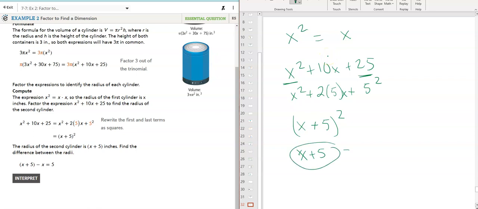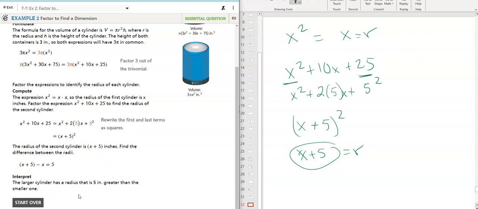So this is the radius of one of them. This is the radius of the other. The radius of the second cylinder, we're now going to subtract the 2 because the question is asking us to find the difference. And the difference is 5. So the larger cylinder has a radius that is 5 inches greater than the smaller one.